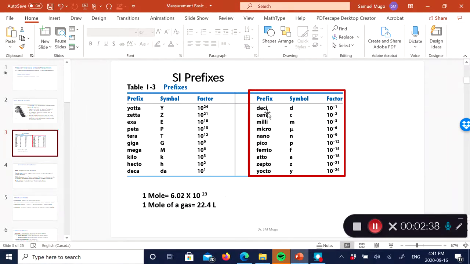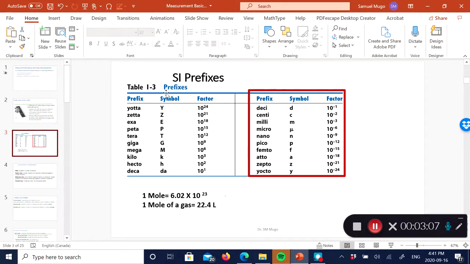Now, in chemistry, we are often dealing with very small concentrations, and so sometimes we use prefixes because of those very small concentrations that we are dealing with. Sometimes we deal with deciliters, 10 to the power minus 1. We deal with centiliters, 10 to the power minus 2. Sometimes we deal with nanoliters, 10 to the power minus 9, and so on. And so you're going to find us using this type of prefixes fairly often.